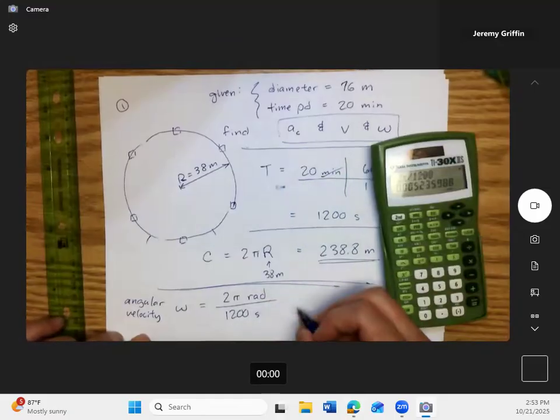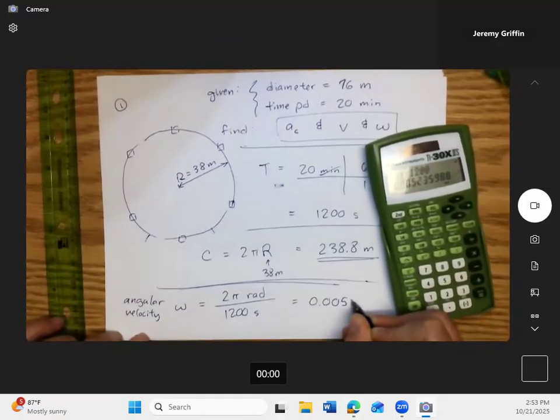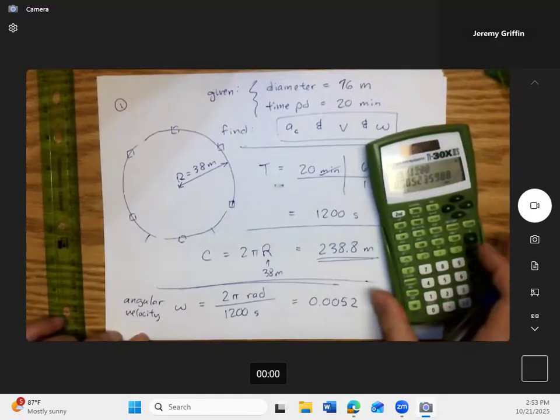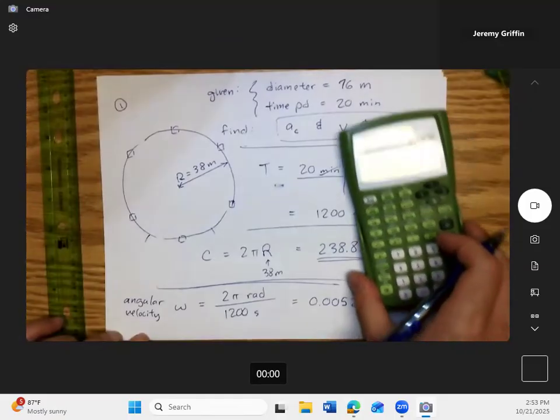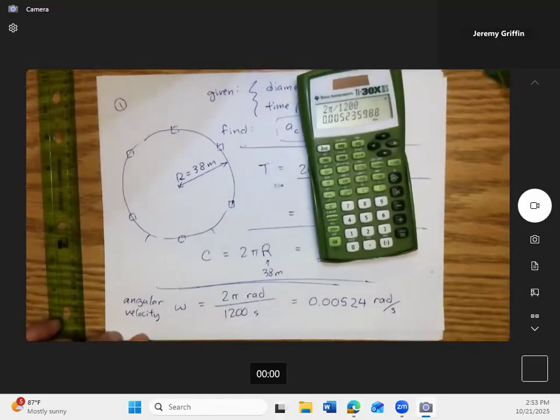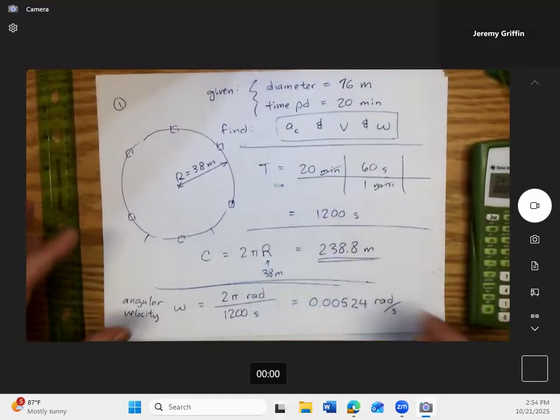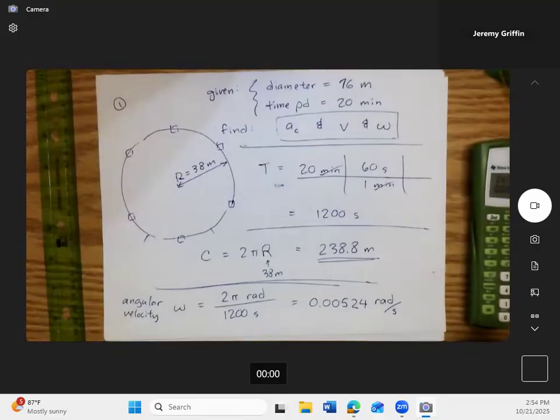I'm looking at 0.0052, and I'll throw in one more digit. How about 4? And that could be radians per second. So at least I'm working with 3 digits. In fact, it takes a whole 20 minutes to go all the way around. If you were watching this, you might barely be able to see it moving with your eyes because it would take 20 minutes to go all the way around. Just going that many radians per second.